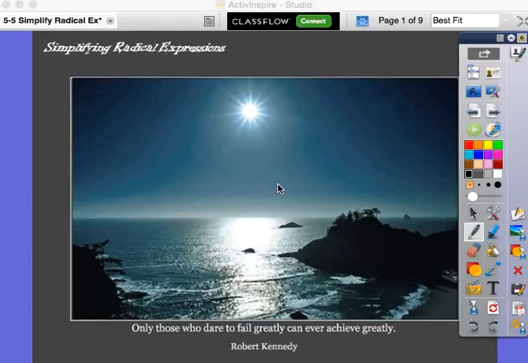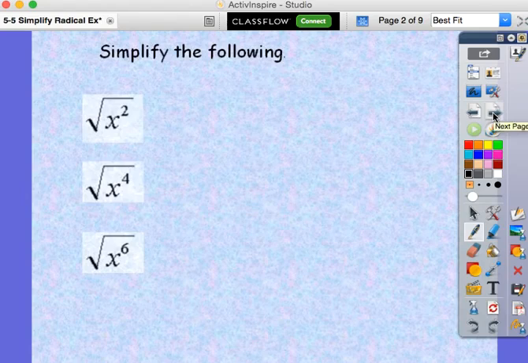Find radical expressions. So we're still dealing with radicals, but they're expressions, which means we have variables that we're working with. Okay, so we're going to start out by simplifying a real basic one, the square root of x squared. Christopher? X. You think it's just x? Why would you say that? Because if you square something, it's x times x, and if you square root it, you go to the beginning.